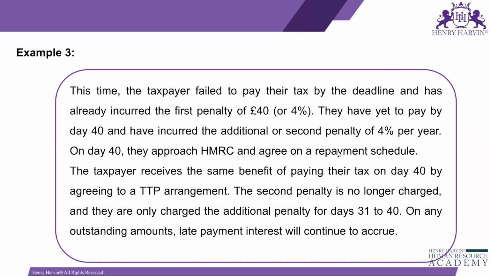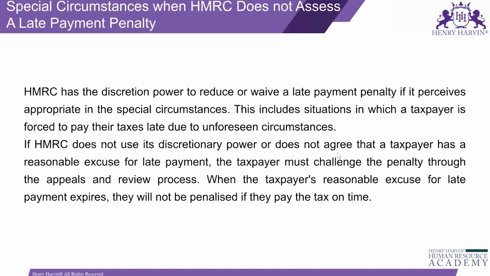Okay, on day 40 they approach HMRC and agree on a repayment schedule. So it will be the same, they have to pay that much at least, because they have reached out late. If they had reached out on the 30th day, at least they could have saved that 4% per year interest. Only 4% would have been charged. You understand? So that is the problem. Okay, so this way they can tackle it if they can foresee the situation.